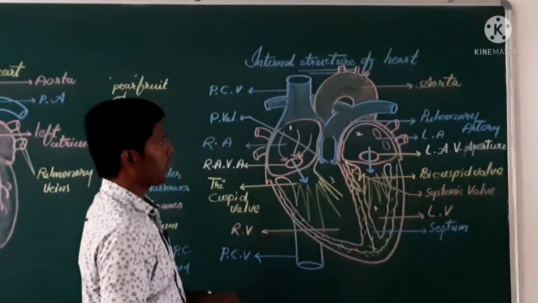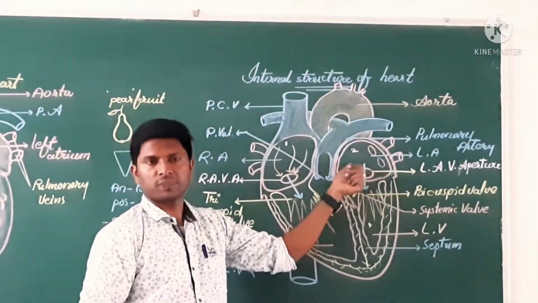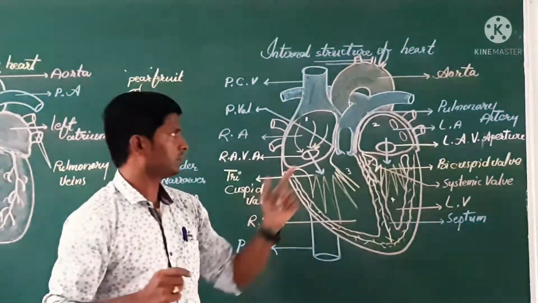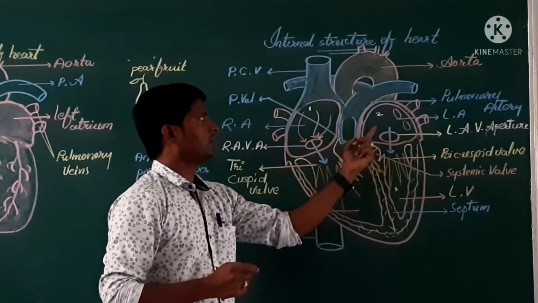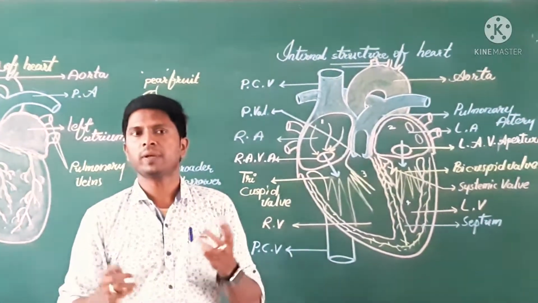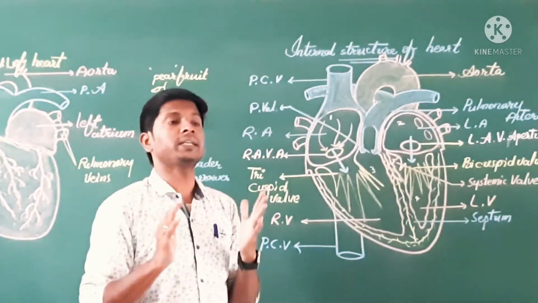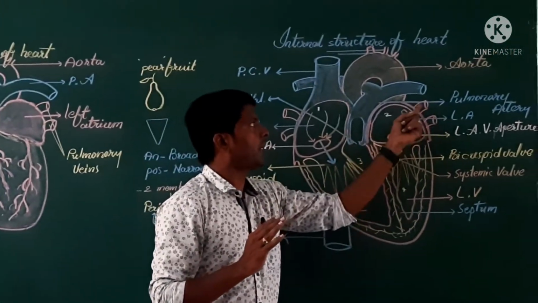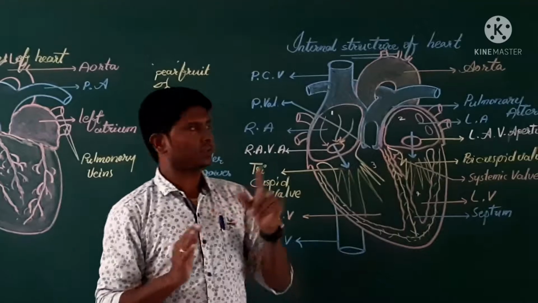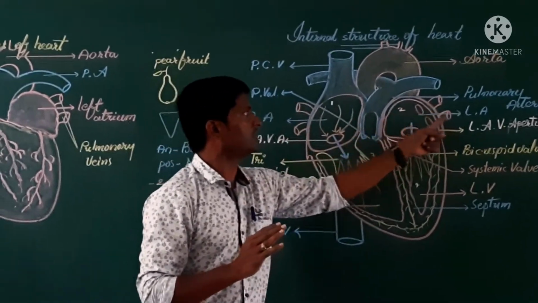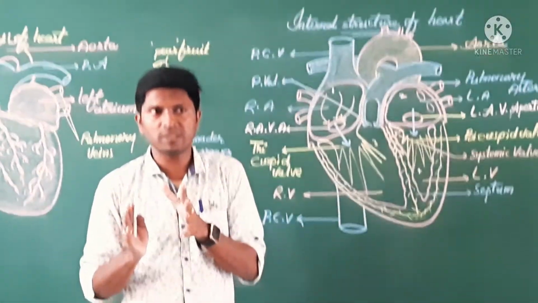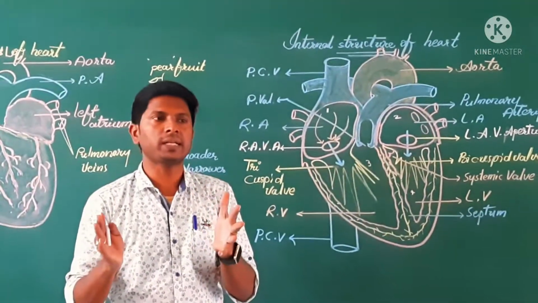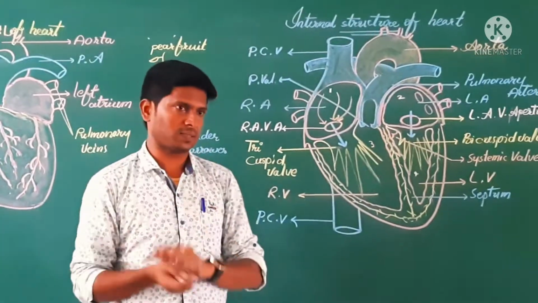Next, the left atrium. The left atrium is smaller than the right one. The left atrium receives oxygenated blood from the lungs with the help of pulmonary veins.